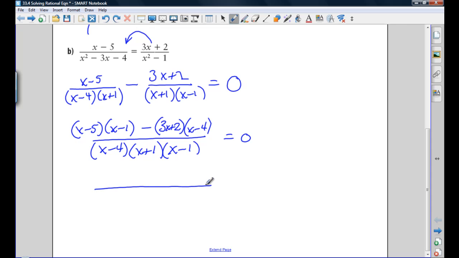Now what I can do is simplify. So I'm going to multiply, or FOIL, these out. x squared minus 1x minus 5 more. I'm going to skip a step in here and write minus 6x plus 5. Make sure you can solve for that. Then I'm going to subtract 3x squared. 3x times negative 4 is negative 12, plus 2, so that would be negative 10x. And then subtract 8. And that's all over this common denominator.